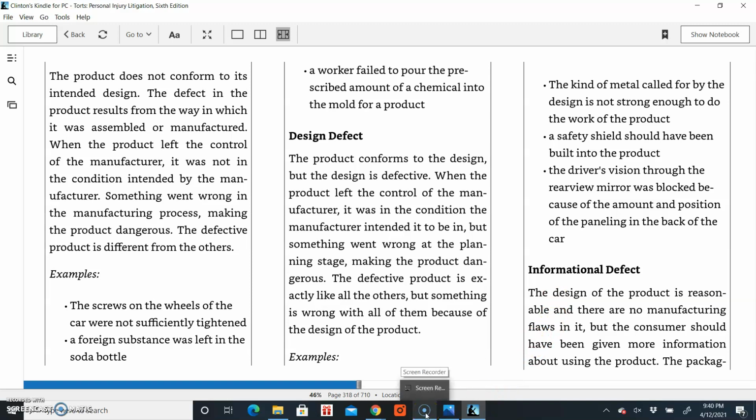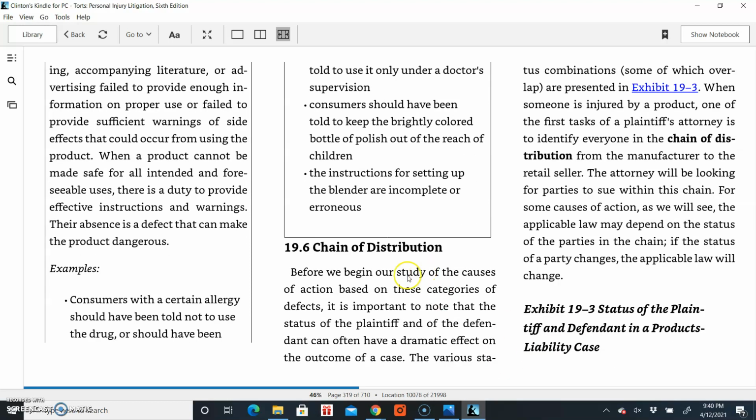Here we have informational defect. The design of the product is reasonable and there are no manufacturing flaws in it, but the consumer should have been given more information about the product. The packaging, accompanying literature, or advertising failed to provide enough information on proper use, or failed to provide sufficient warnings of side effects that could occur from using the product.